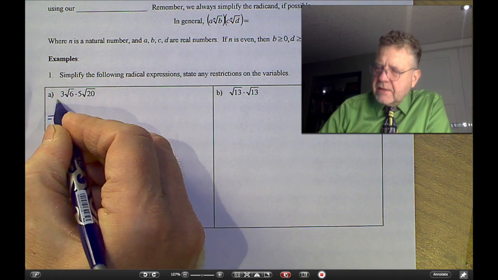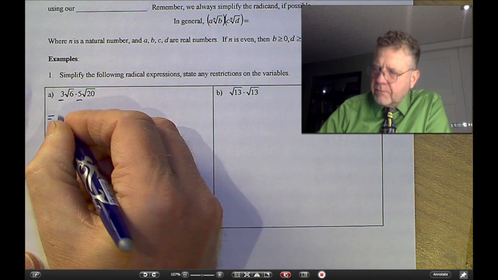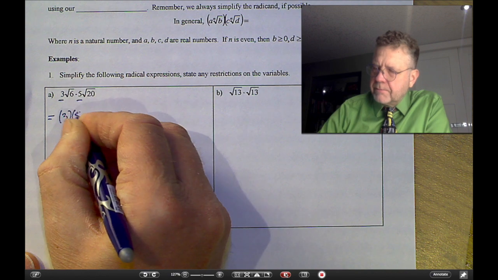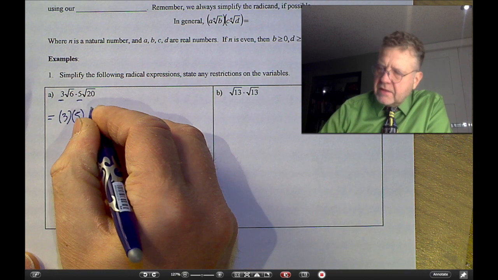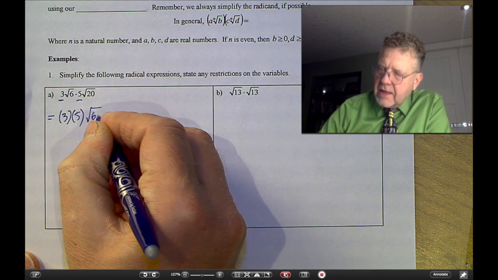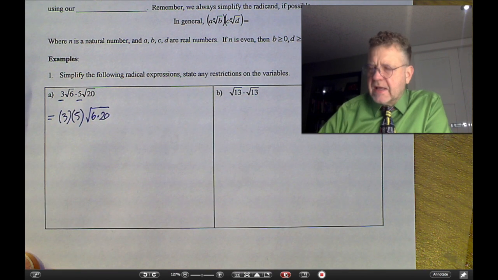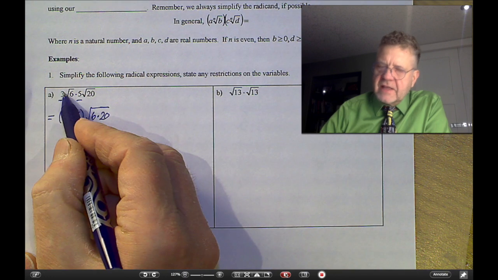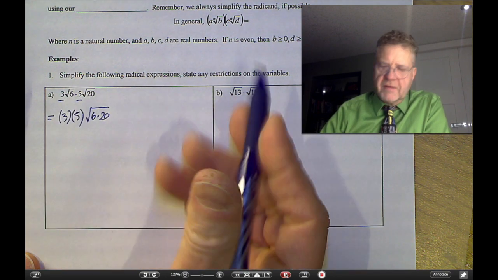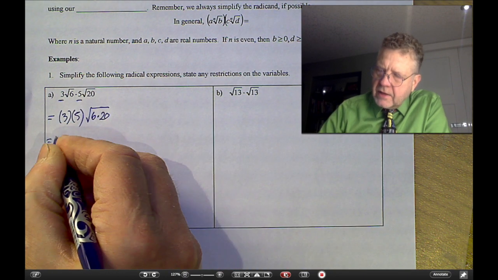You take the number in front of the radicals and you multiply them, and you take the number inside the radicals and you multiply them. Just like that. And it only works if the indices are the same. And in this case, they are, of course. So what do we get? We get 15.